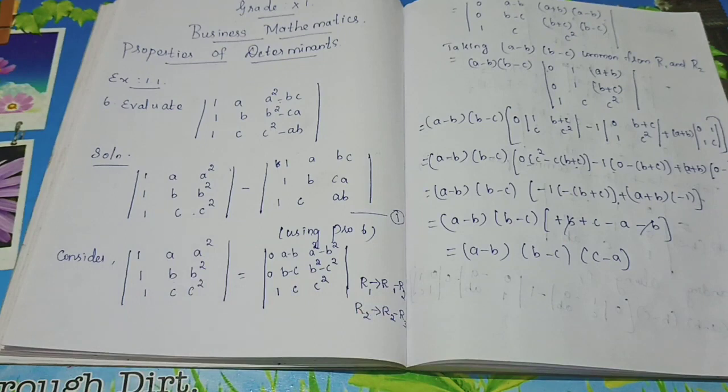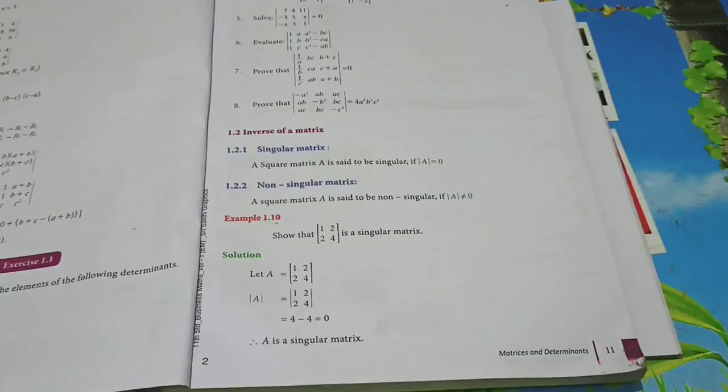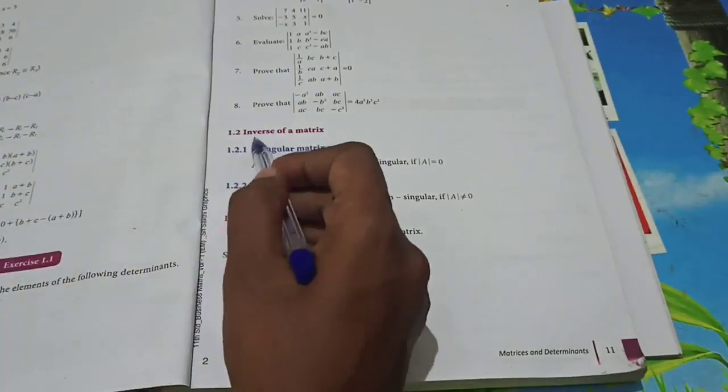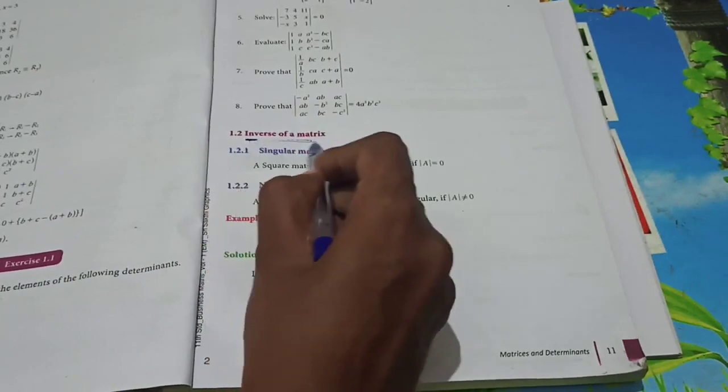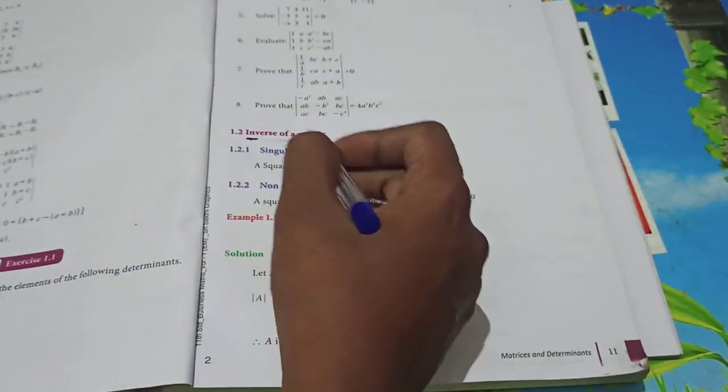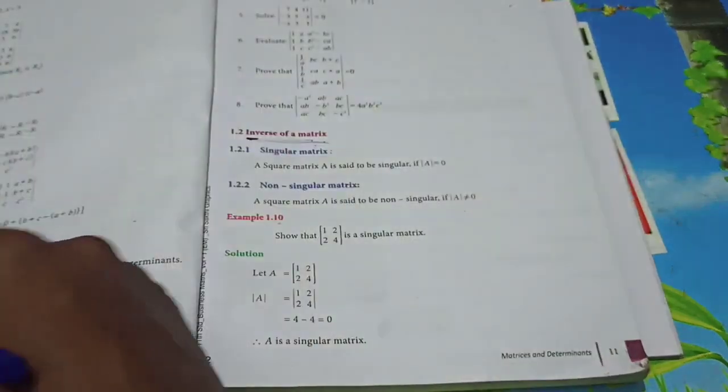So our first section, that is exercise 1.1, is over. I hope you all got a good idea in finding the minor, cofactor and how to evaluate, that is properties of determinants. Understand? Let's move to the next section. For the next section, I am just giving the introduction, just to listen. Understand? Students, the next section is inverse of the matrix. Our next section is inverse of the matrix. Okay, inverse of a matrix.